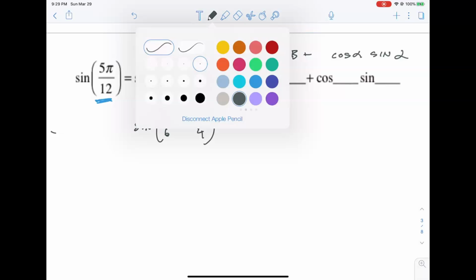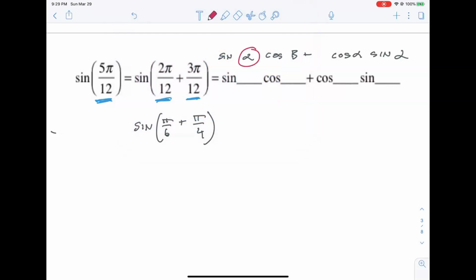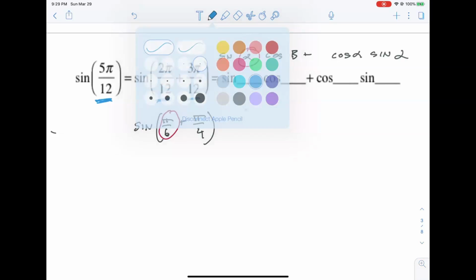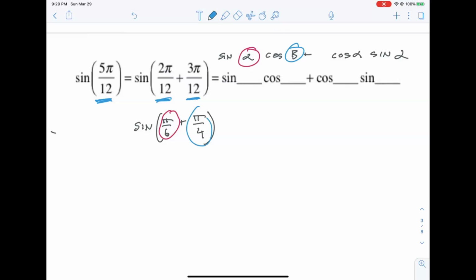Okay, and then again, let's play this game. What's in the alpha spot? There's the alpha spot. And then what's in the beta spot? This is the beta spot. So that's beta. This is alpha. Let's go ahead and plug those in there. The sine of pi over 6. Cosine of pi over 6 right there. Okay. And then in this spot, pi over 4. Pi over 4. And then from the unit circle, let's go ahead and find out each one of these values.